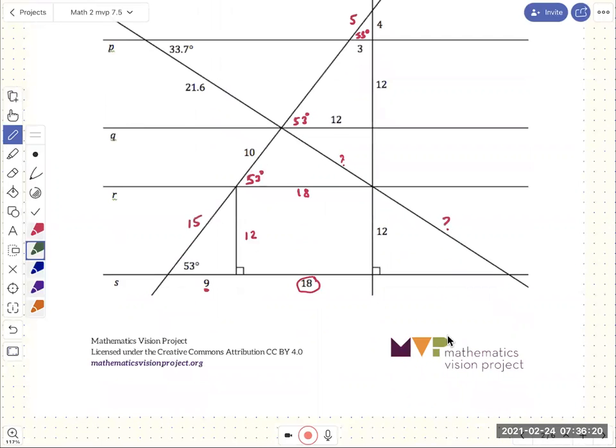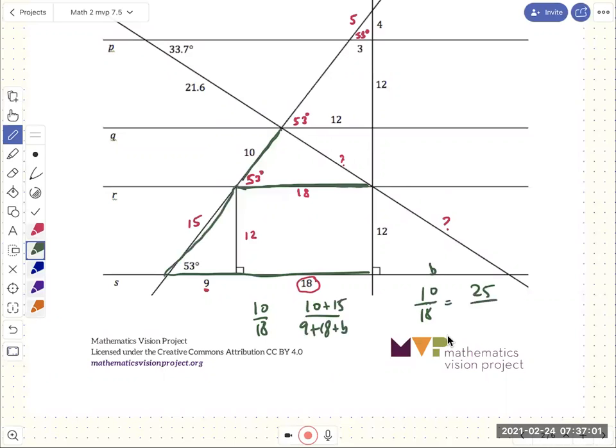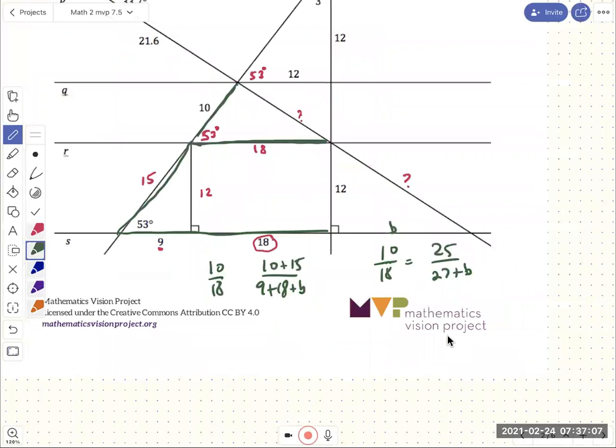So here's what I'm thinking. In green, we have 10 is to 18. So this side is to this base. If these are similar triangles, then 10 plus 15 is to 9 plus 18 plus, we'll call that B, 9 plus 18 plus B. So let's see what we get there. We have 10 to 18 equals 25, so it should be the same proportion as 27 plus B. And we can figure out what B should be and see if that makes any sense.